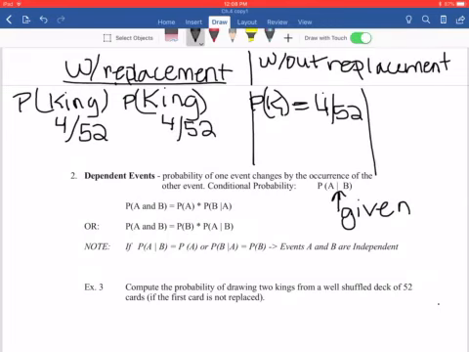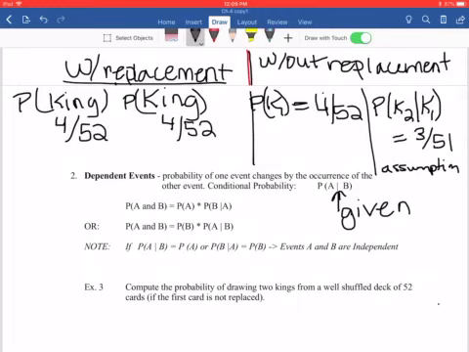Now the probability of getting a king on your second draw, given, that's where this conditional comes in, you got a king on the first draw. This given is almost like making an assumption. If I assume that you got a king on the first draw, how many kings are left? Only 3 kings left. And how many cards are left? 51. So now your probability is 3 out of 51.